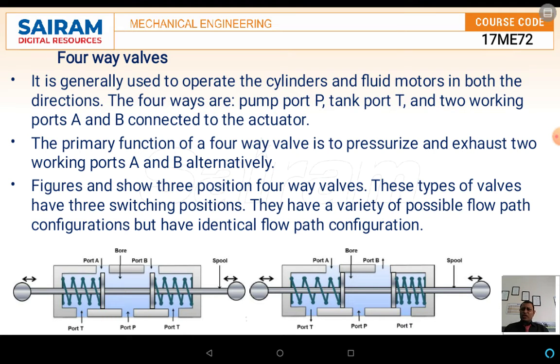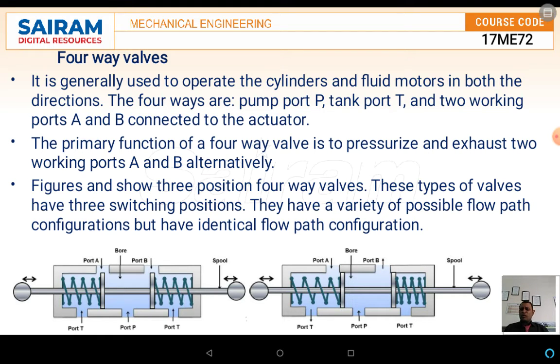The figure shows the three position four-way valve. In this case, these types of valves have three switching positions. They have a variety of possible flow paths configured. Both have an identical flow path. In the schematic diagram, we can see that the port A as well as port B are the working ports. The port T and port P are the tank port and the pump port.